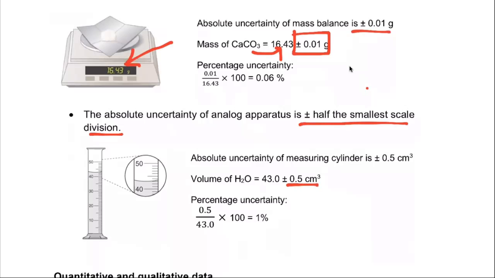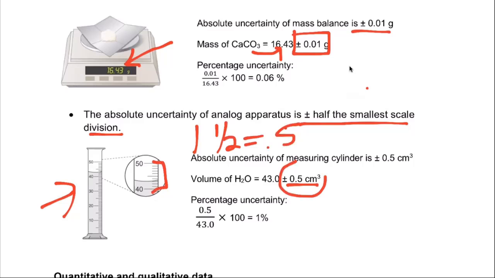Okay. On analog, like a graduated cylinder like this, you have to look at your scale. So this scale in here is going by ones, because I can see a bunch of tick marks between 40 and 50. So since the scale is going by one, half of that is 0.5. And so that's why there's plus or minus 0.5 cubic centimeters here, because half of the smallest scale division on this piece of equipment is 0.5.